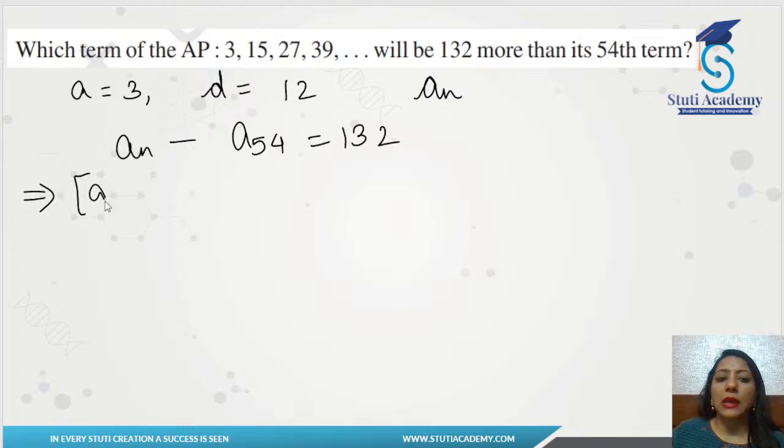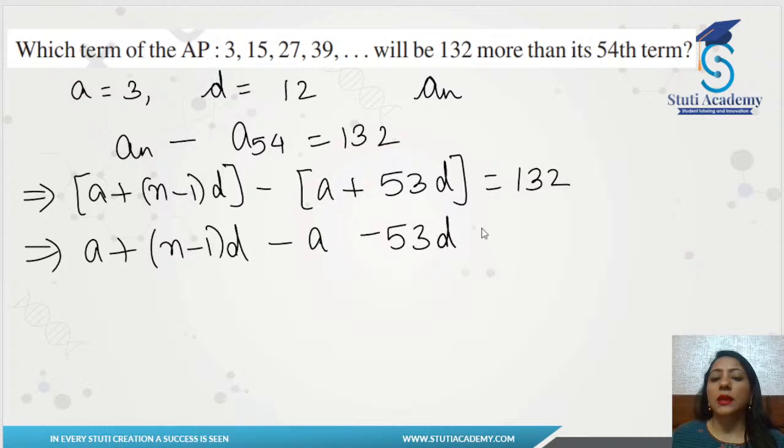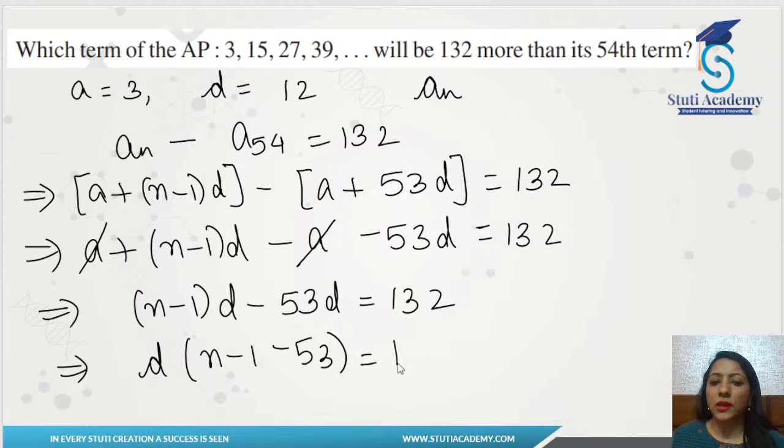So we have here A plus n minus 1 into d, and then this is A plus 53d. That's equal to 132. Now this minus we are going to take inside the bracket. We will get A plus n minus 1 into d minus A minus 53d equal to 132. Now we have A minus A, this will get cancelled. And then we have n minus 1 into d minus 53d is equal to 132. We can take this d common and we will have n minus 1 minus 53 is equal to 132.